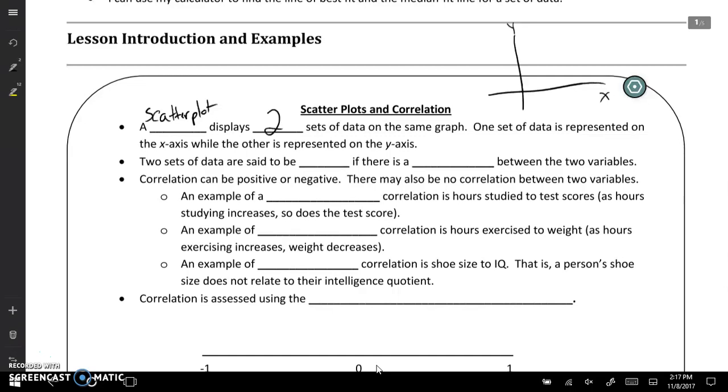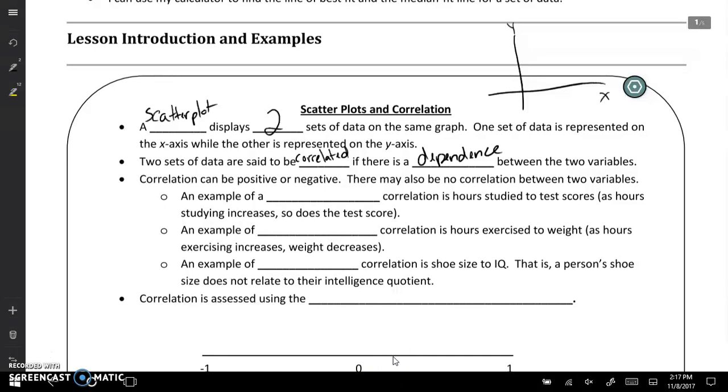Two sets of data are said to be correlated if there is a dependence between the two variables, if there's some kind of relationship. Correlation can be positive or negative, or it could be no correlation.